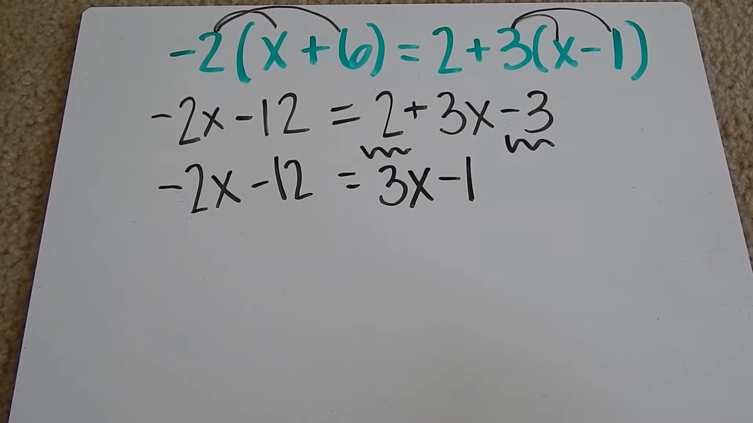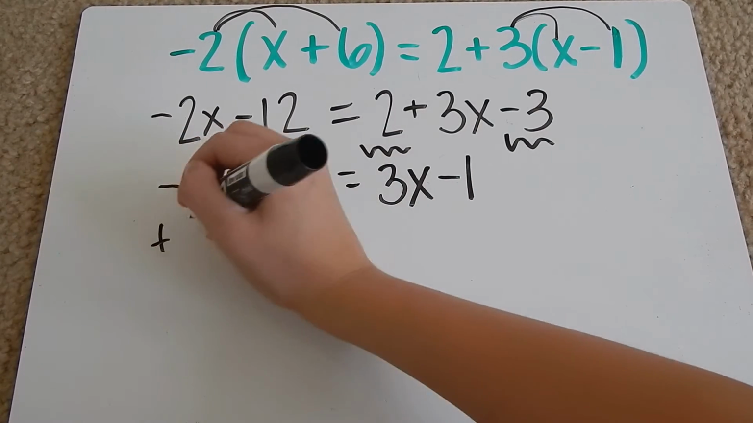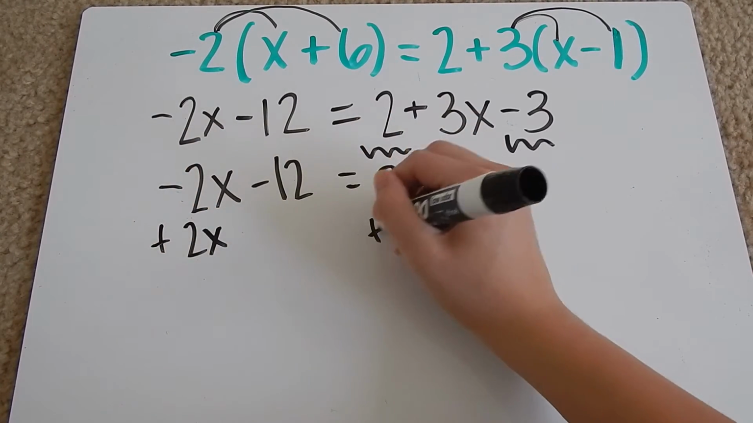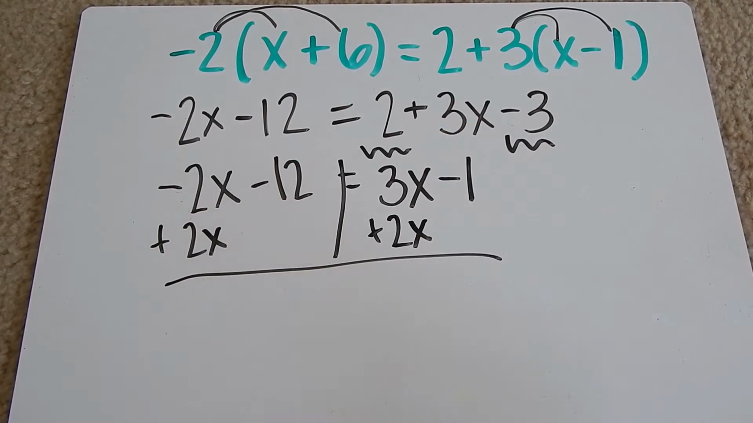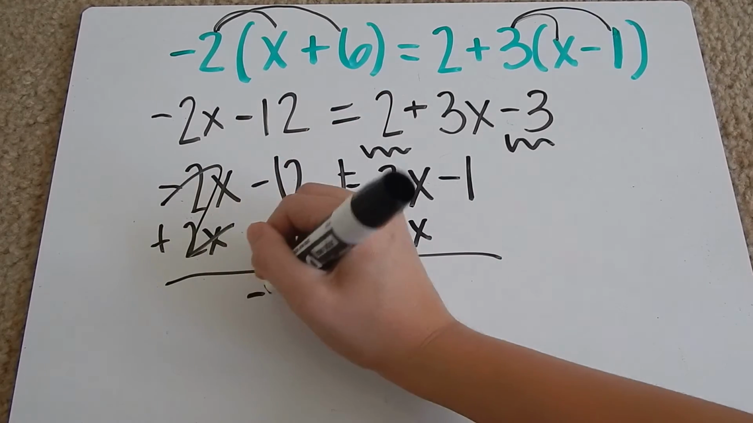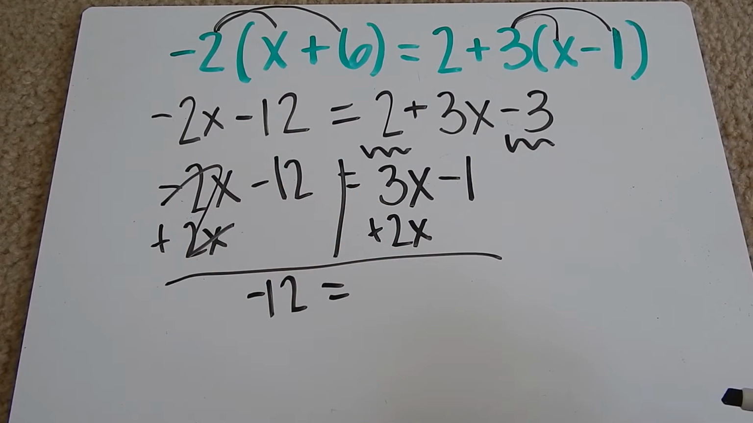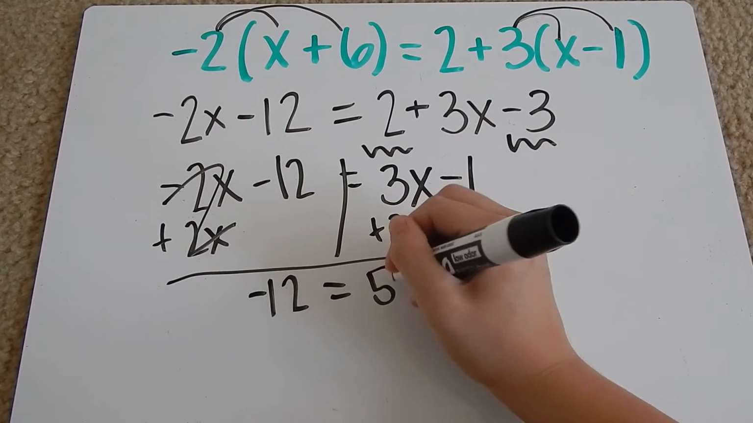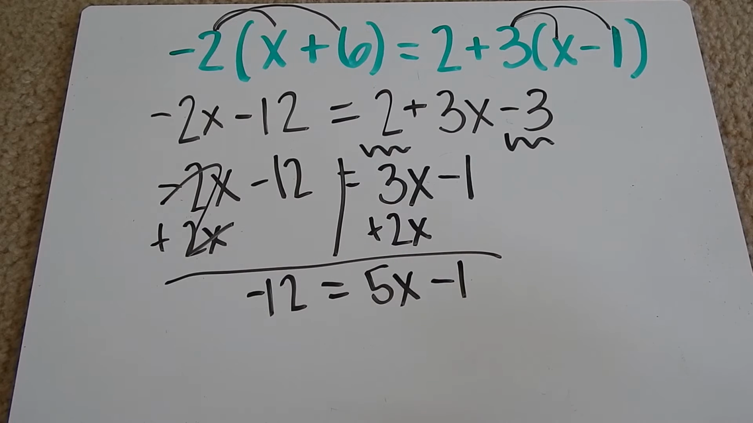Then we can solve. When we're solving with variables on both sides, we always want to get all the x's to one side. So I'm going to add 2x to get rid of it on the left-hand side and move it over to the right. I'm adding because it's a negative 2x. That will undo it or zero it out. Bring down my negative 12. 3x plus 2x is 5x. Bring down my minus 1.